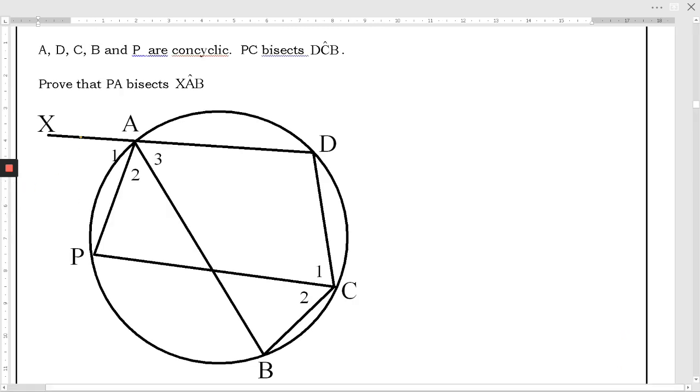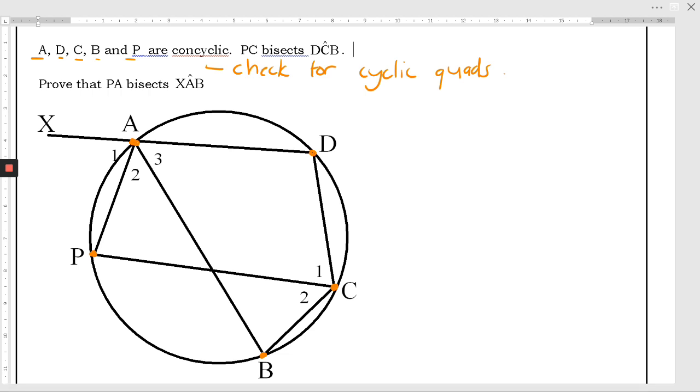In this last example, I'm told that these points are concyclic, so A and D and C and B and P are concyclic. You know what I want to do there is I want to check for cyclic quads. Okay, so you see that ADCP is cyclic and ACBP. So I'm seeing A2 and C2. Those are going to be angles in the same segment. Are there more? Yep, we've got P and B. Those will be the same.